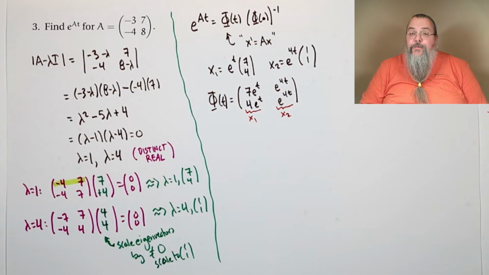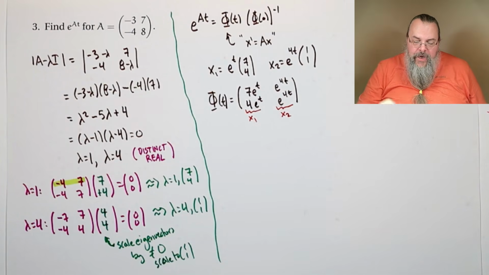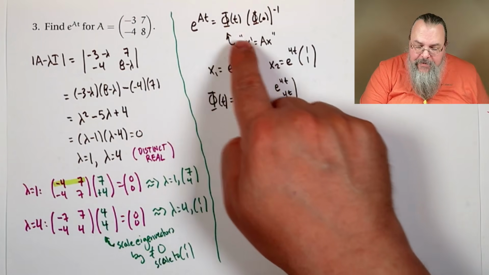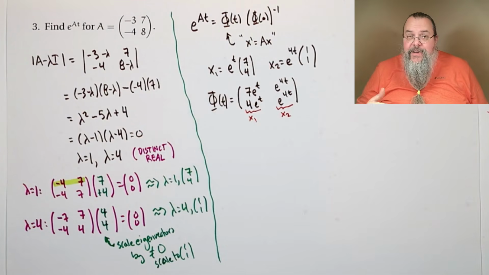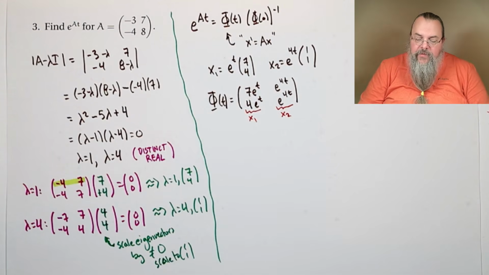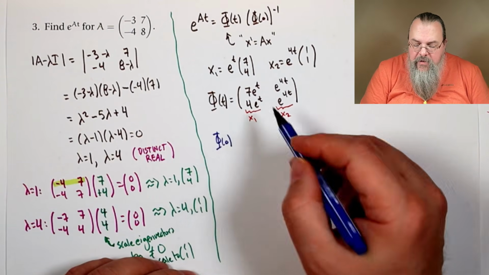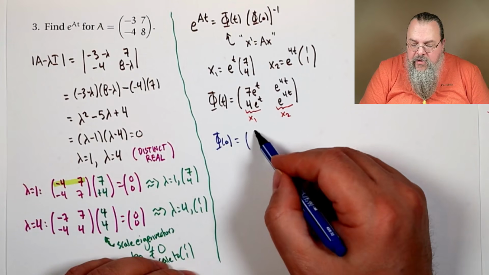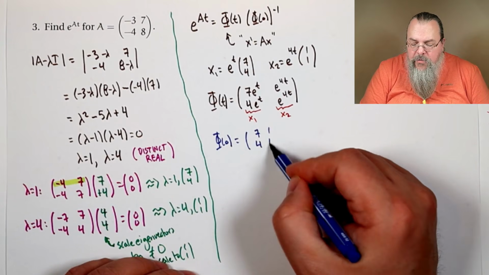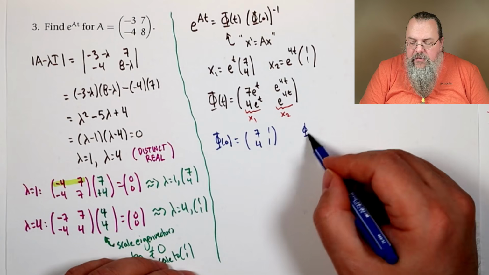All right, we're in our home stretch. We have our formula. We have phi of t. Let's take a minute and do phi of 0. So, what is phi of 0? When you plug in 0, you just get the coefficient matrix 7, 4, 1, 1. Phi 0 inverse.